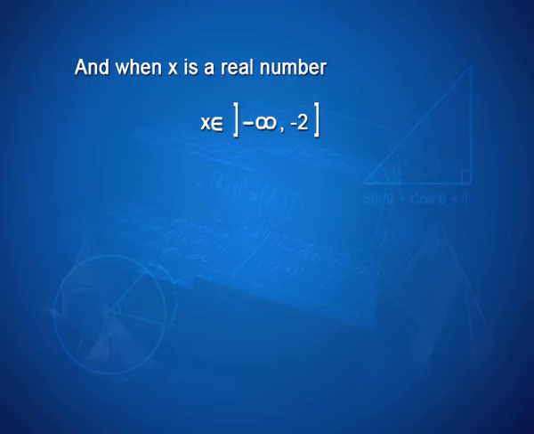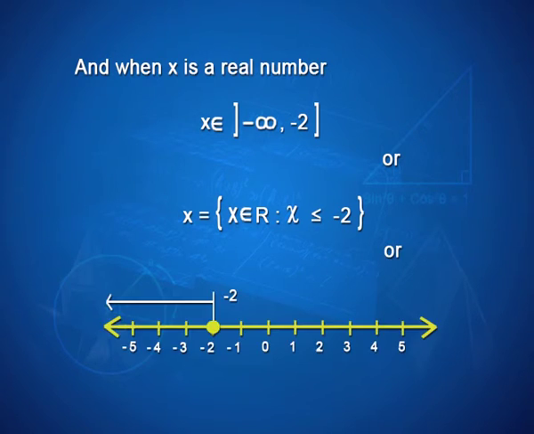In the set form, it will be written as all those x belonging to R such that x is less than or equal to minus 2. And similarly, on the number line, it will be expressed as shown on the screen, and note again we have a colored circle at the point minus 2 and the arrowhead pointing on the left hand side of minus 2.